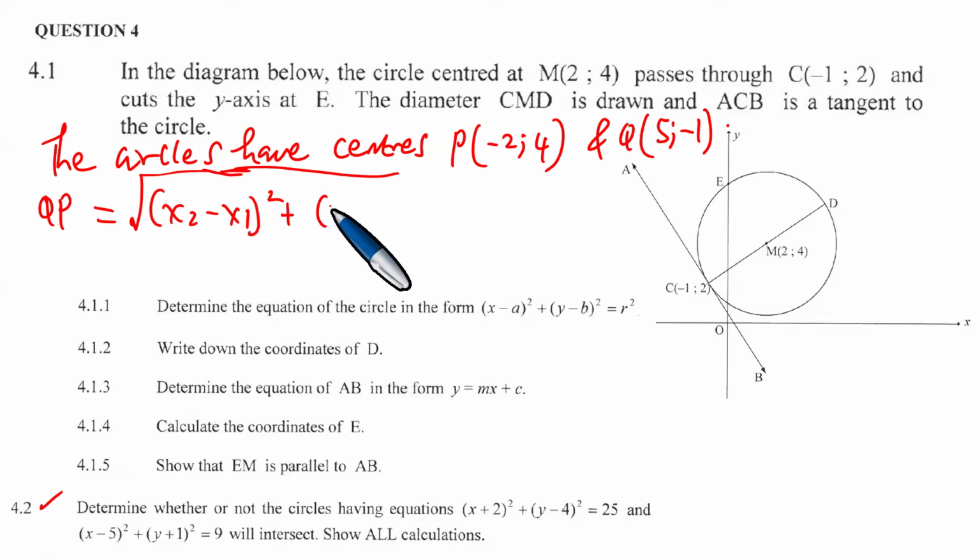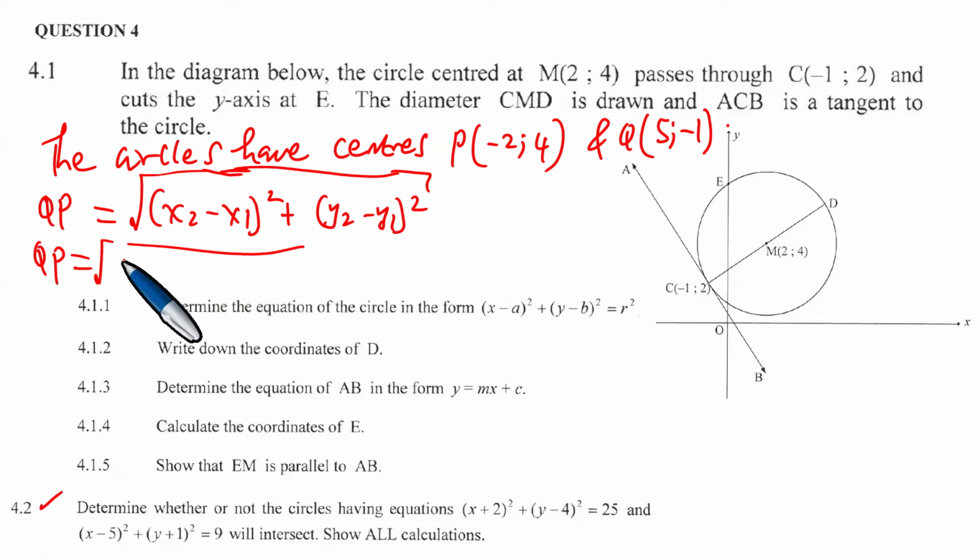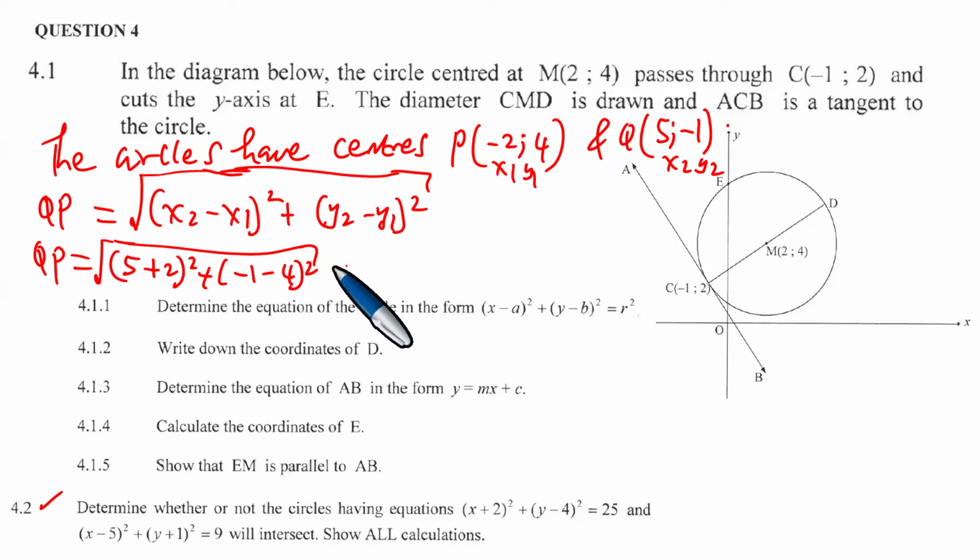X2 minus X1, Y2 minus Y1. What is X2? X1, Y1, X2, Y2. X2 is 5 minus X1, which is 5 minus -2. You square these. Y2 is -1, Y1 is 4. Then 5 plus 2 is 7, and if you square it, you get 49. -1 minus 4 is -5, and if you square -5, you get 25.